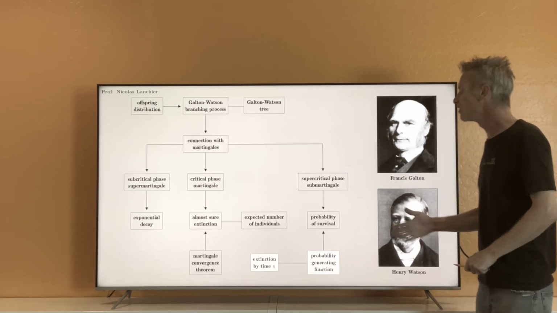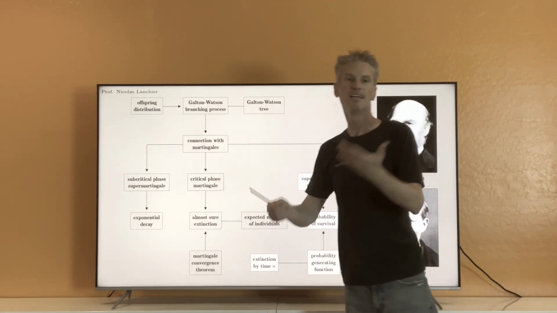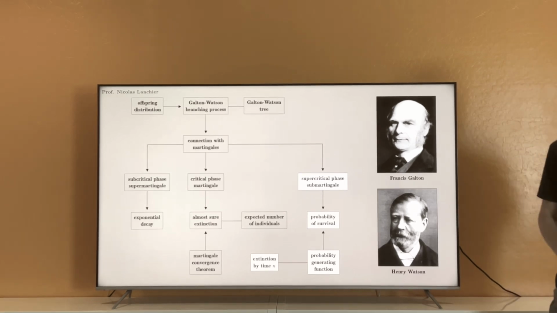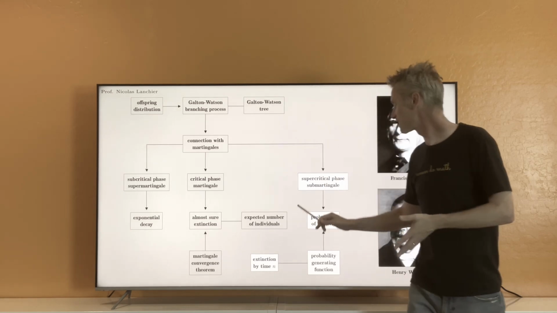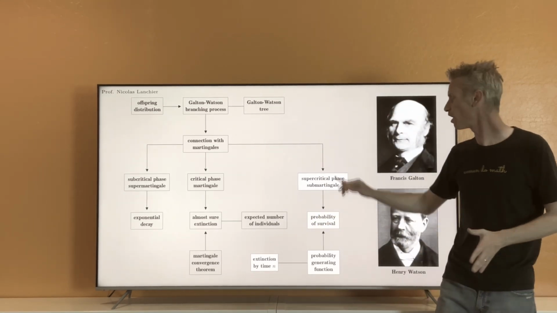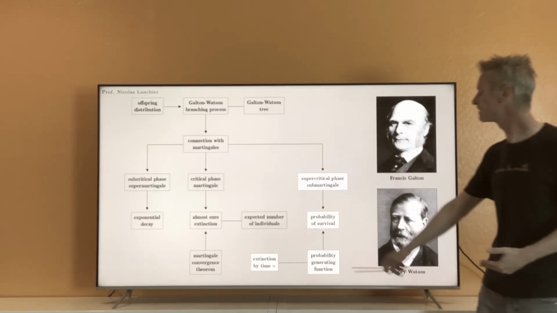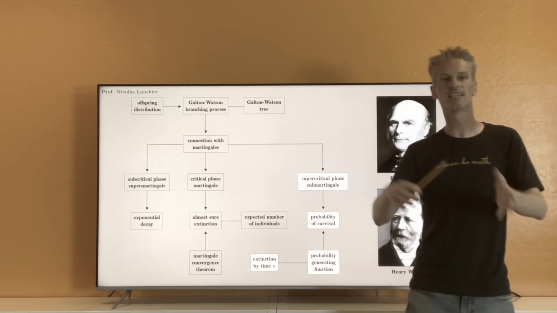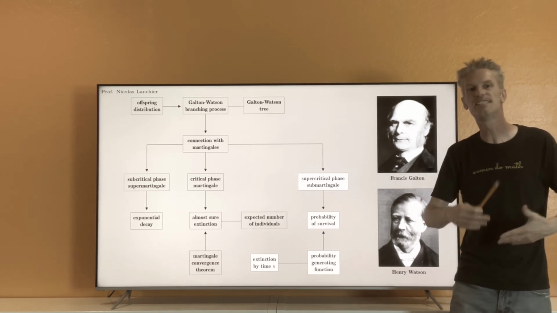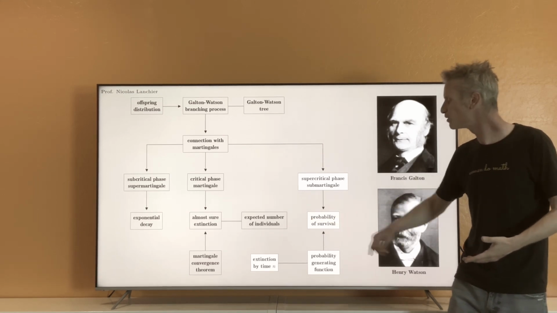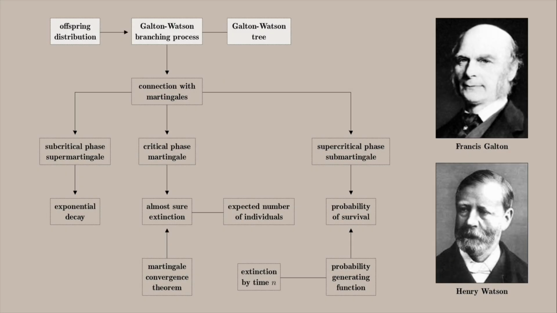Then after studying more carefully the probability generating function of the offspring distribution, in the case where the process is a sub-martingale, we'll be able to have some kind of implicit expression for the probability of survival of the Galton-Watson branching process, and we'll be able to prove that this probability of survival is strictly positive. We'll also see that in some particular cases we can actually compute this probability of survival explicitly.